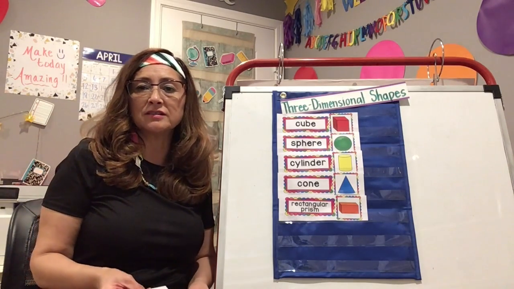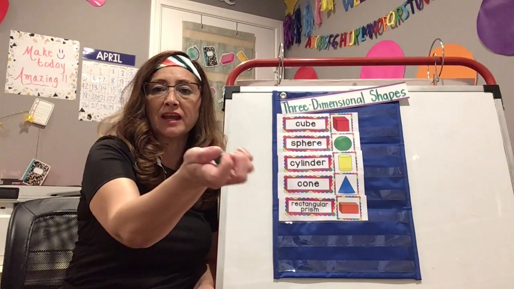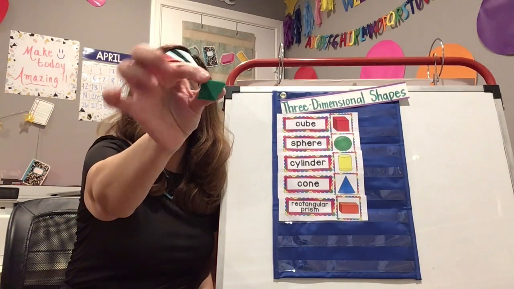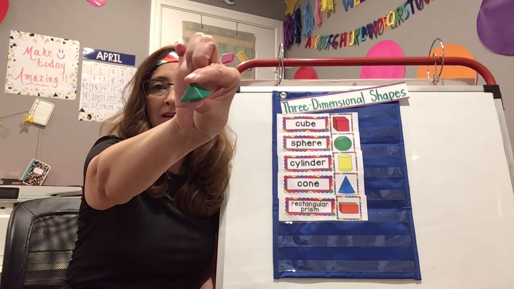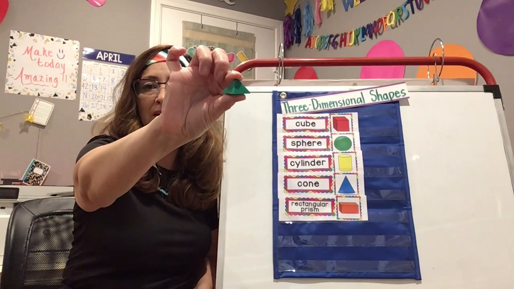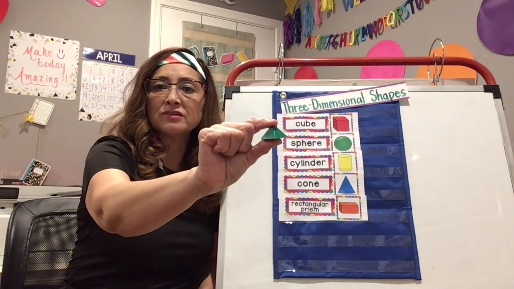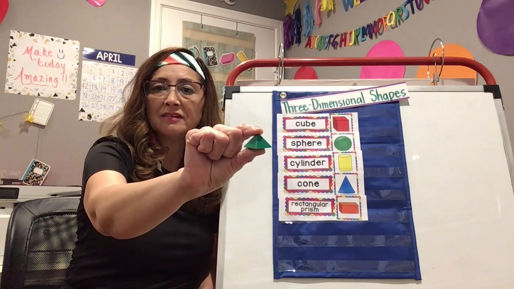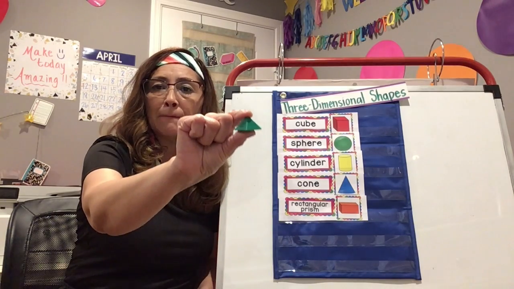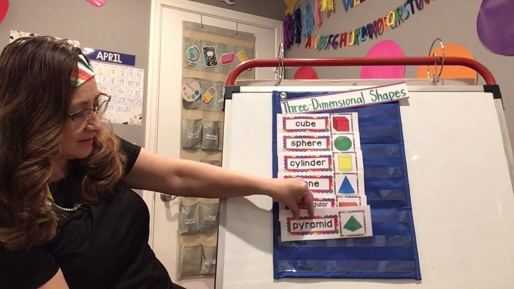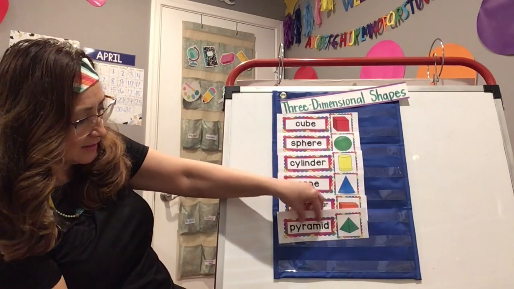Next, boys and girls, I'm going to show you this shape. I'm going to bring it up close so that you can see it. Okay. This shape, my friends, is called a pyramid. Can you say pyramid? That's right, pyramid. And here's the word pyramid. Pyramid.